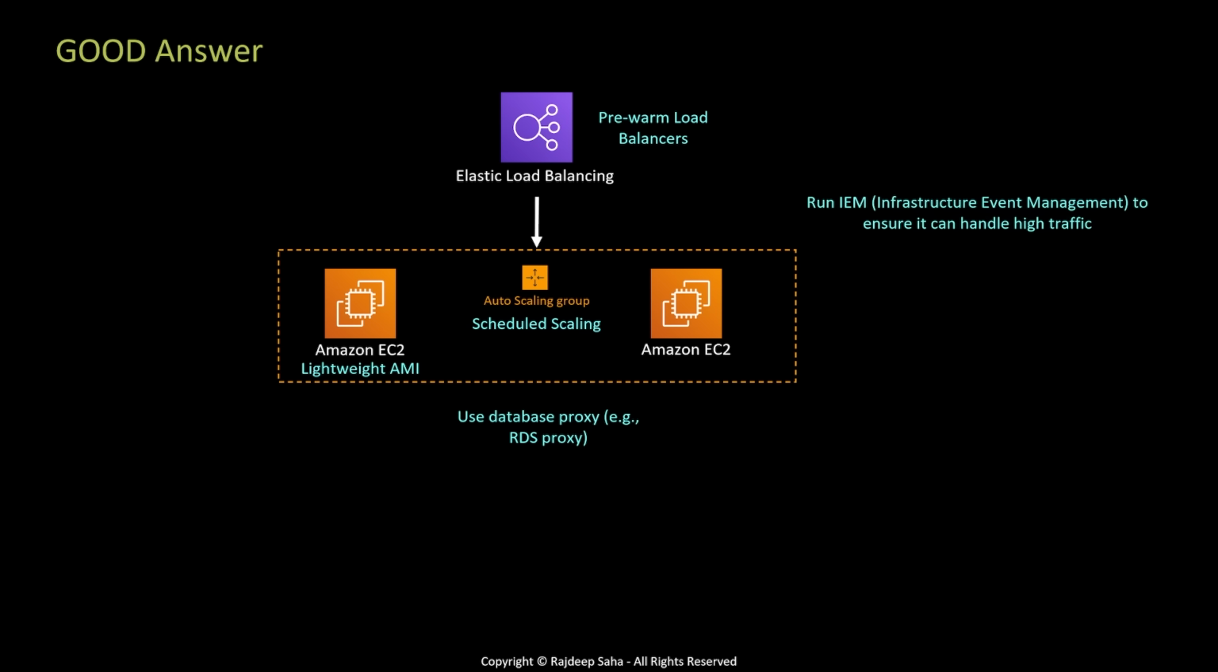And on top of this, I will run IEM, or Infrastructure Event Management, to ensure it can handle high traffic. Unless you have worked in a real-world cloud project, you won't know about this IEM. IEM is an event that AWS runs before the big traffic day. It will scale up the load balancer and EC2s, and then it will pass high traffic to ensure that the application can handle it.